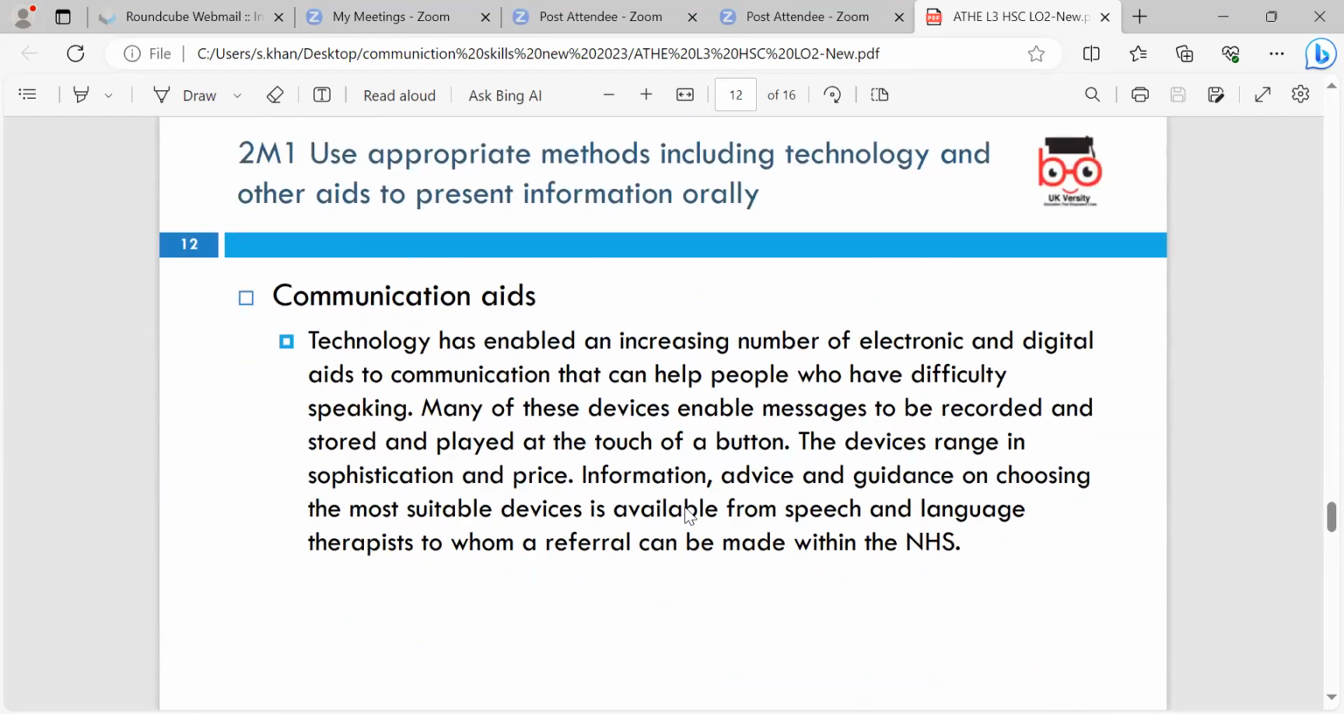2M1, use appropriate methods, including technology and other aids to present information orally. So, communication aids. Technology has increased. How do you think communication aids are important in communicating with people?